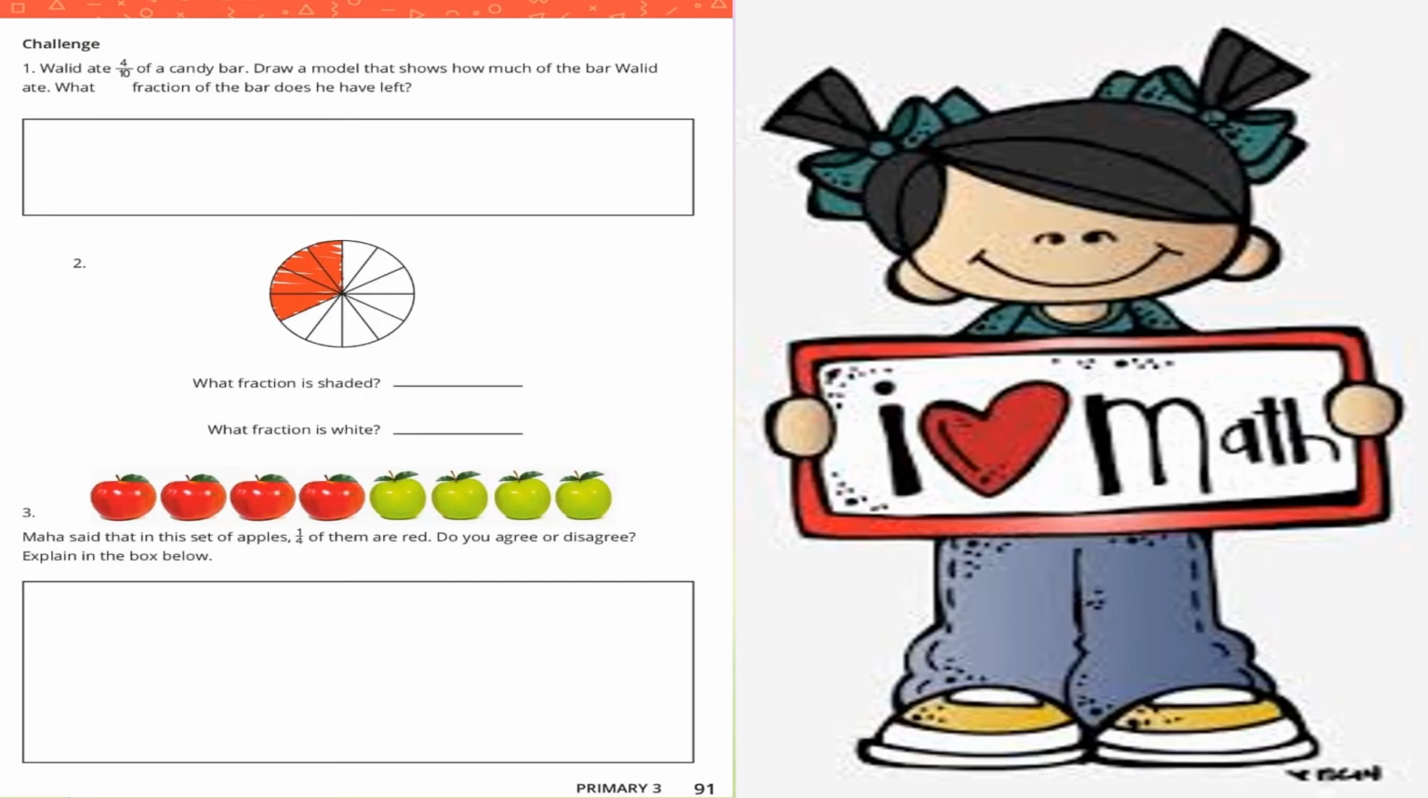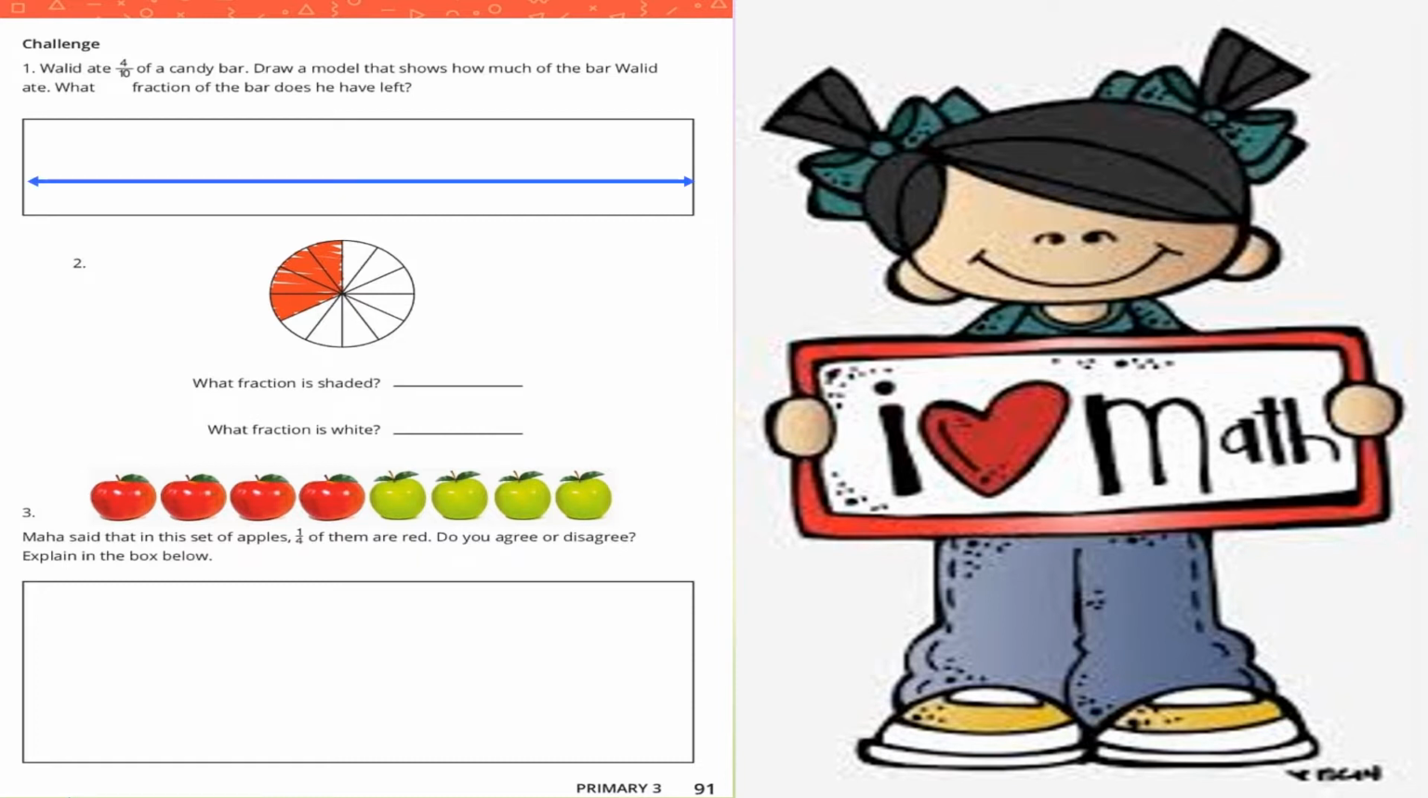Our challenge here, number 1: Walid ate 4/10 of a candy bar. Draw a model that shows how much of the bar Walid ate. What fraction of the bar did he leave? Draw a model here, it means like a number line. So look at the fraction here, it is 4/10. So look at the denominator here, it is 10.